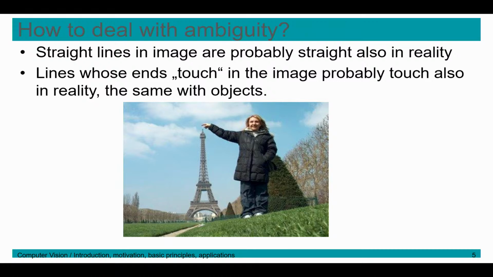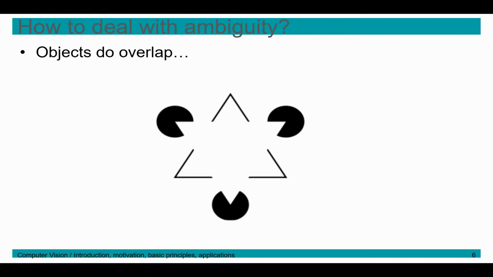We use simple principles like, if things touch in the image, our brains hope that they touch even in the real world. So if the person here is touching the Eiffel Tower, I'm quite sure that you see that it's a miniature of the Eiffel Tower, even though it's a real Eiffel Tower. The context is important for us. And there are many principles like that.